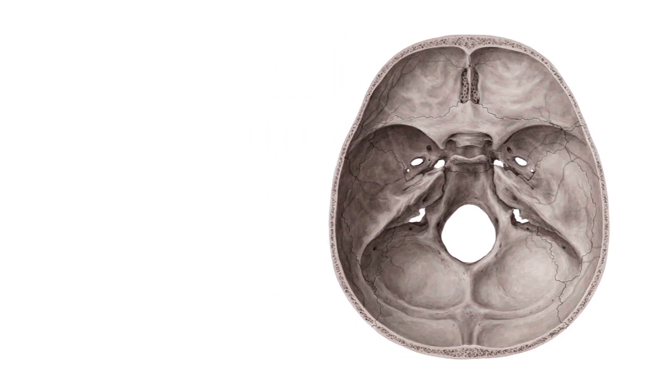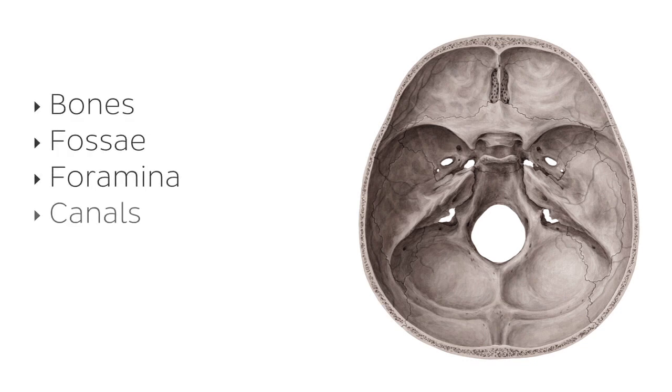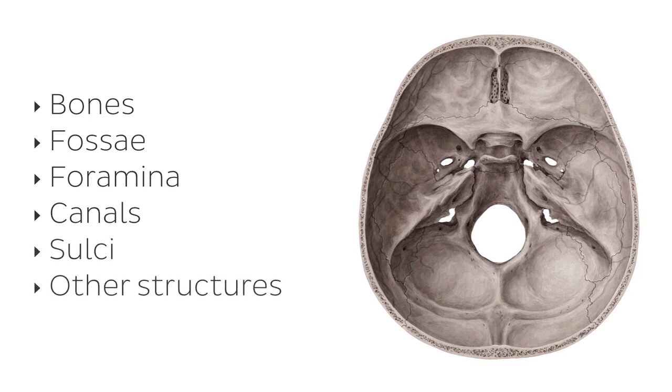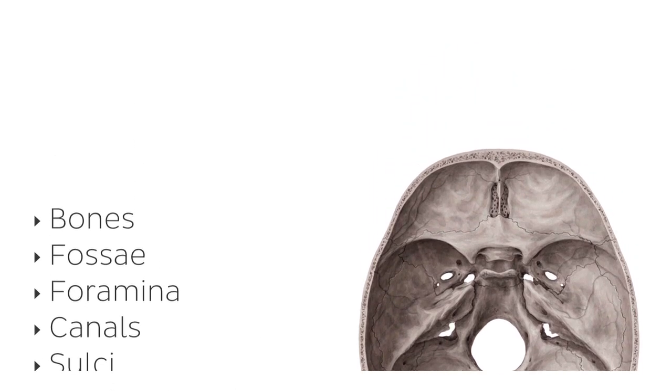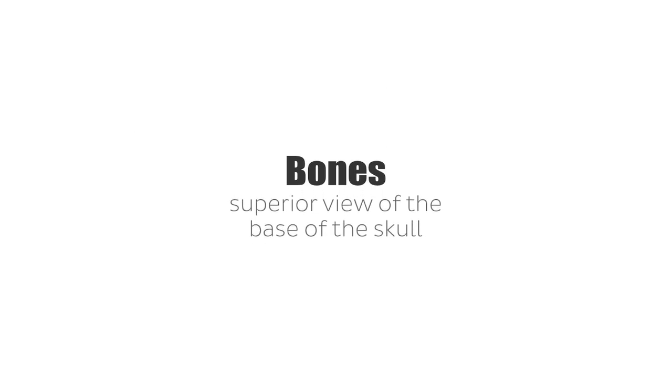Now, I'm going to just quickly list them before we move on and talk about them in a little bit more detail. We're going to be seeing bones, different fossae, foramina, canals, some sulci as well, and other structures that are related to the different bones seen from this view. Now let's continue on to the different bones and related structures that can be seen from the superior view of the base of the skull.